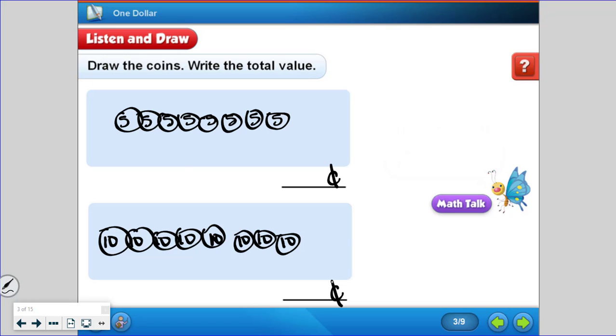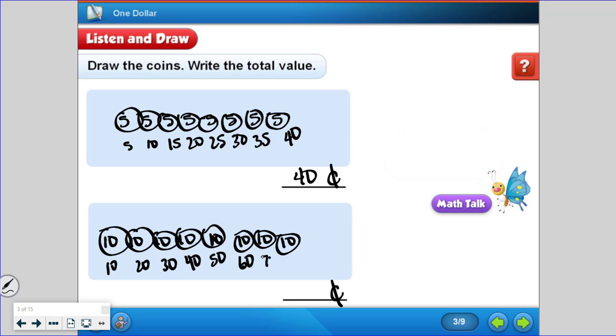Alright, so let's see, the value. So I'm going to use a strategy that we practice, which is to write the value underneath. So 5, 10, 15, 20, 25, 30, 35, 40 cents. Okay, so the first one, you should have gotten 40 cents. And so then our second one, we're going to count by 10s because they're dimes. So 10, 20, 30, 40, 50, 60, 70, 80 cents. So our second one, we got 80 cents. Okay.